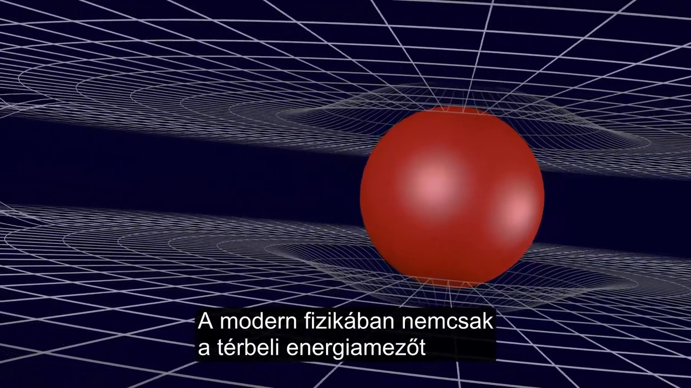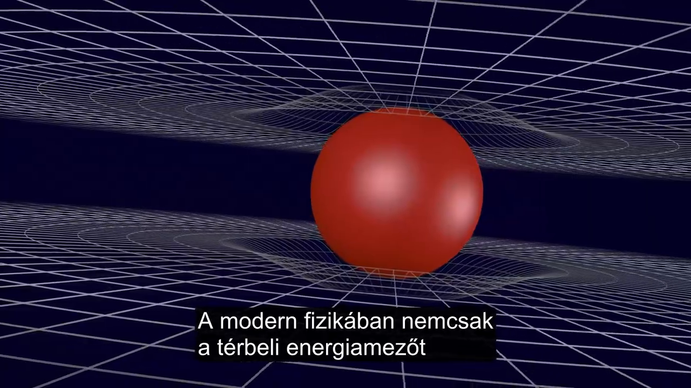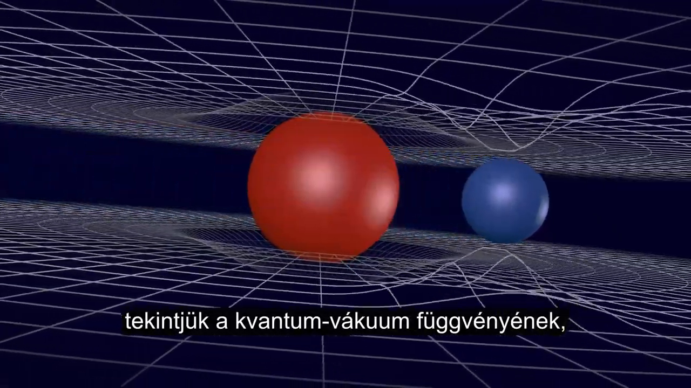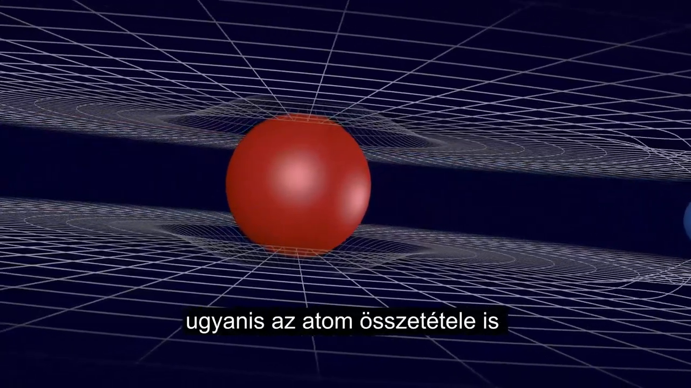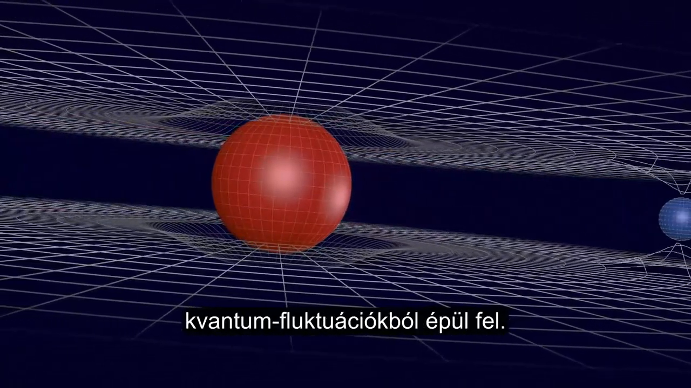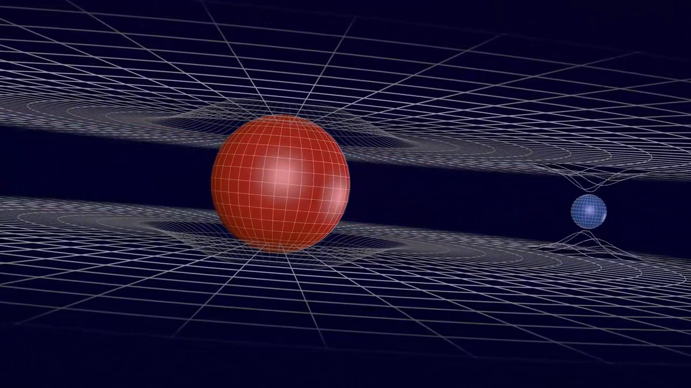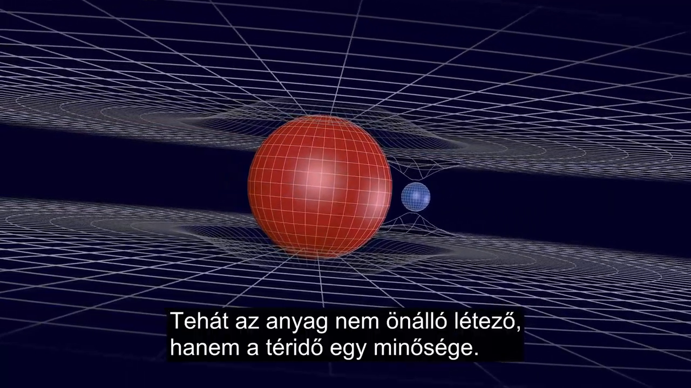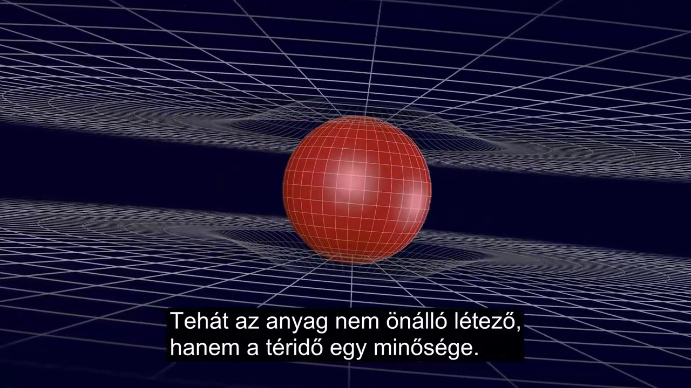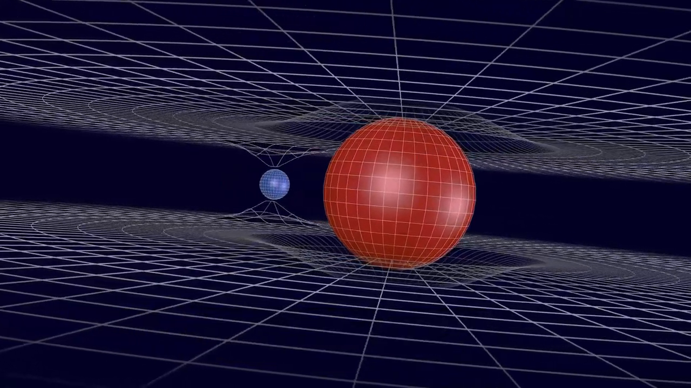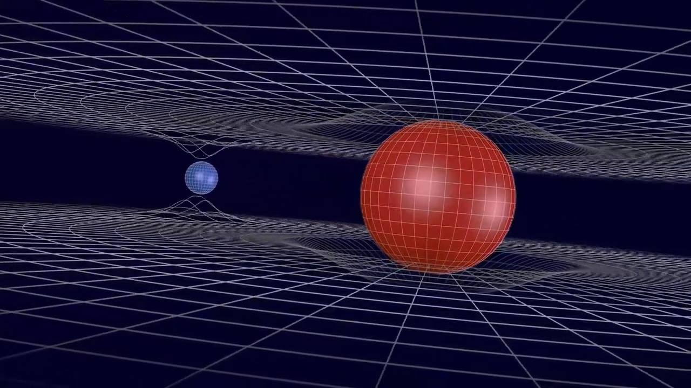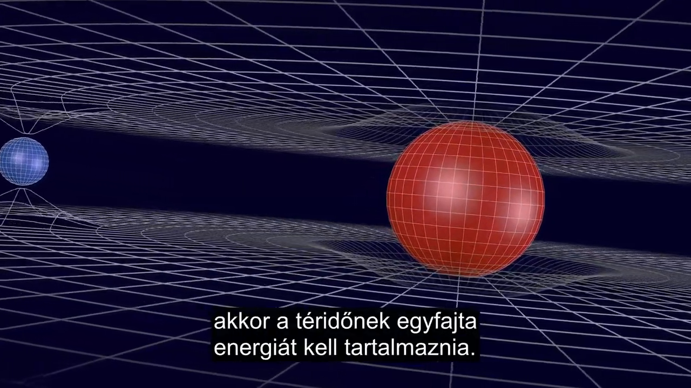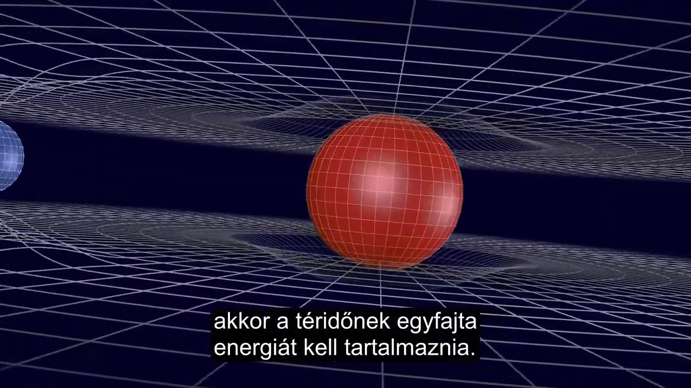In modern physics, not only a so-called force field in space is considered as a function of the quantum vacuum, but also the composition of an atom merely consists of quantum fluctuations. Matter is not an isolated thing, but a quality of space-time itself. If space-time determines how an atom will move, then space-time must contain a form of energy.